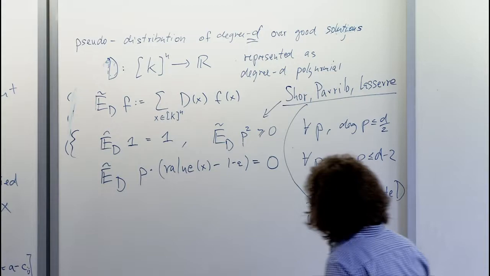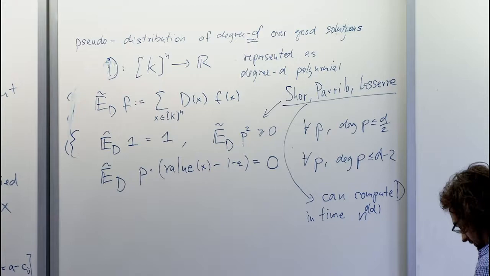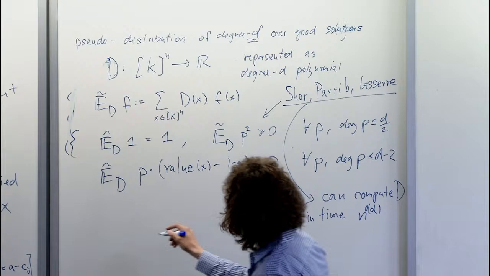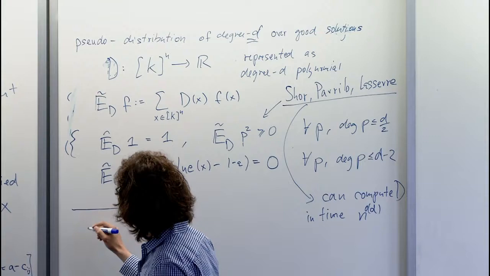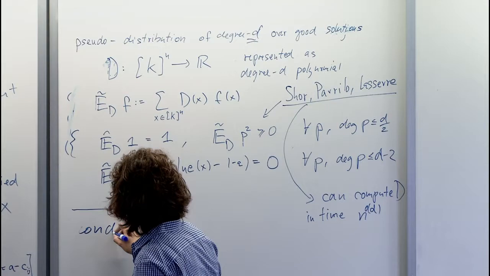So now we compute this kind of pseudo distribution, and we want to use it to find a good solution for the instance. We will use the following two properties that are useful in general. The first property is that you can condition pseudo distributions.